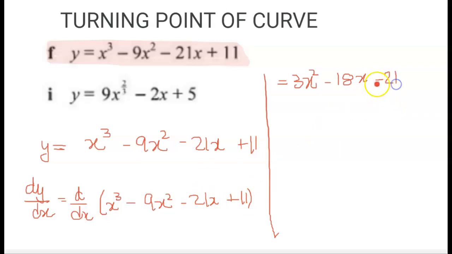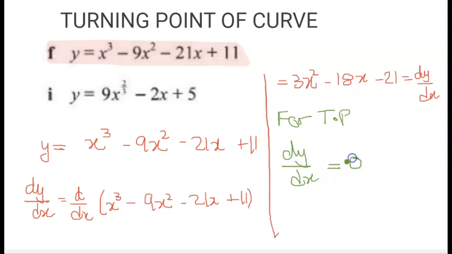If you're not sure how I got these values, have a look at the previous videos. Now, this is actually dy over dx. You need to remember to find the turning point. Turning point is a point where the dy over dx is 0. So we go to the next slide. For turning point, dy over dx has to be 0. So I'm just going to put this thing, 3x squared minus 18x minus 21 equals 0.